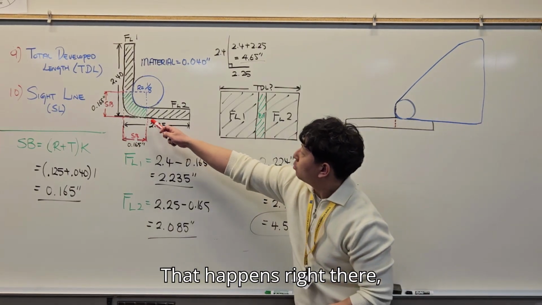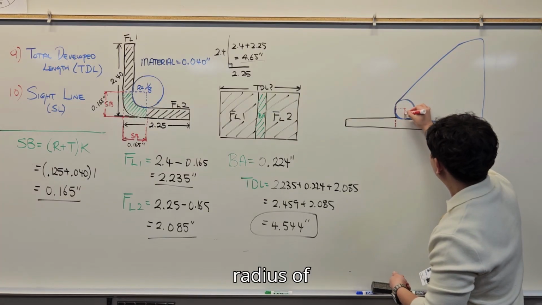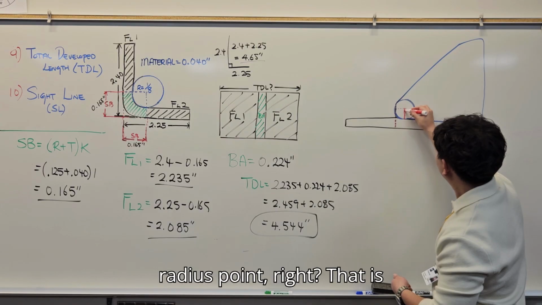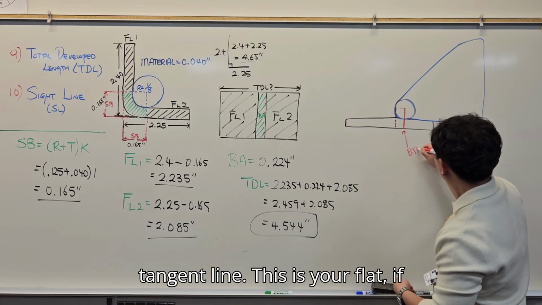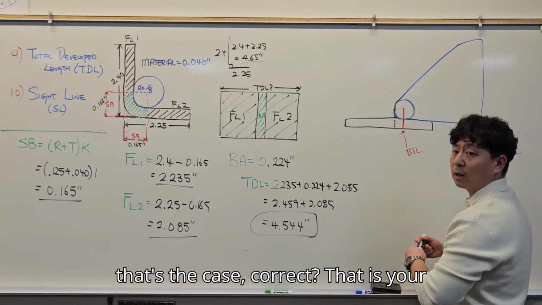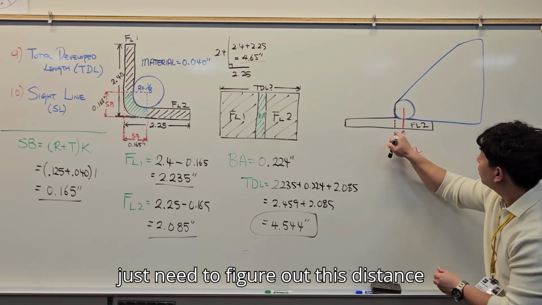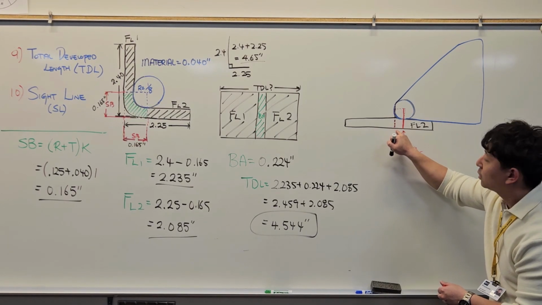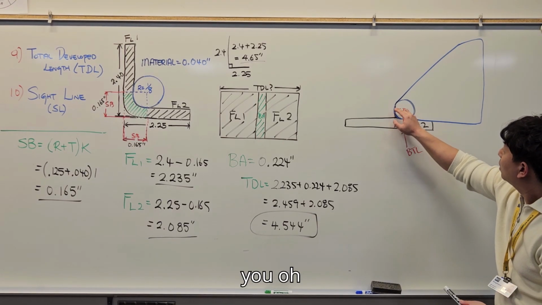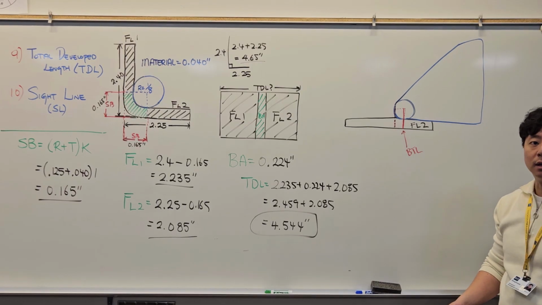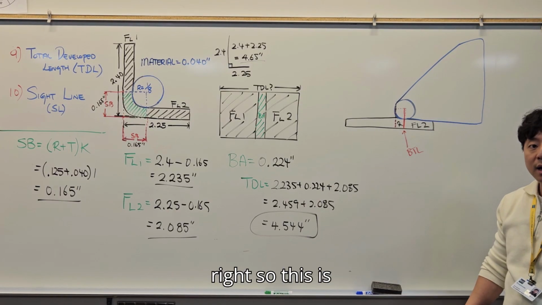That happens right there, which happens to be at the radius point, right? That is your bend tangent line. This is your flat. If that's the case, that is your flat 2. So I just need to figure out this distance. What is that distance? What does that look like to you? Oh, it's the radius again. It's the radius again, right?